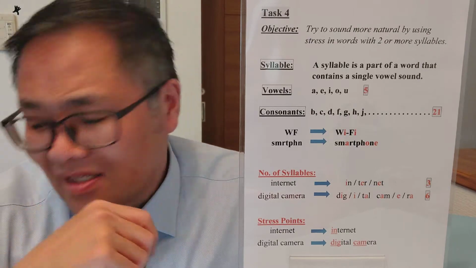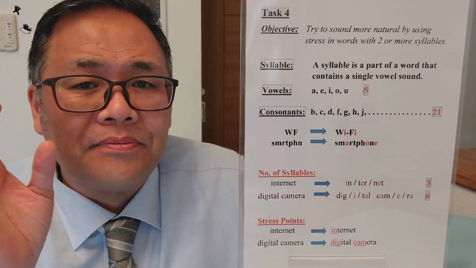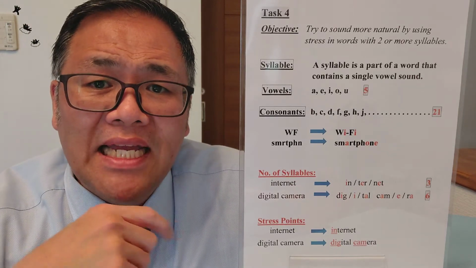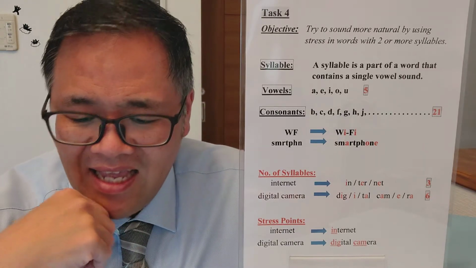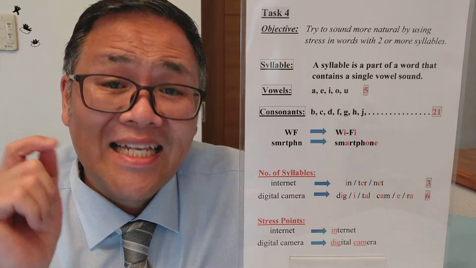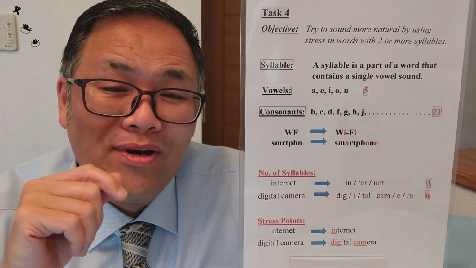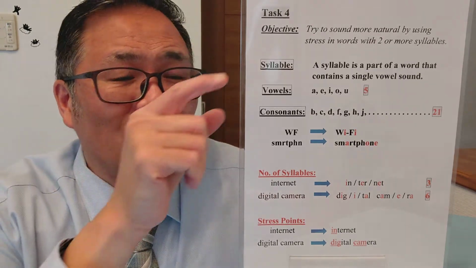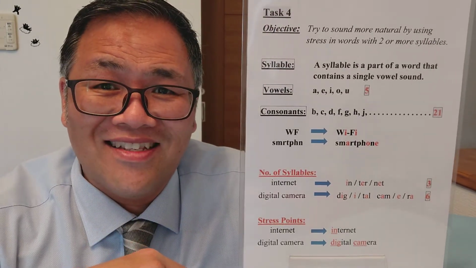Now, the pronunciation exercise for task 4 is basically to put the stress point on which syllable. We have the same words again: internet, and the stress point is on in. The next one is digital camera: digital, camera. So that's the point of the exercise in task 4, putting the stress point on the right syllable. Just remember what a syllable is. There are 5 vowels and 21 consonants.